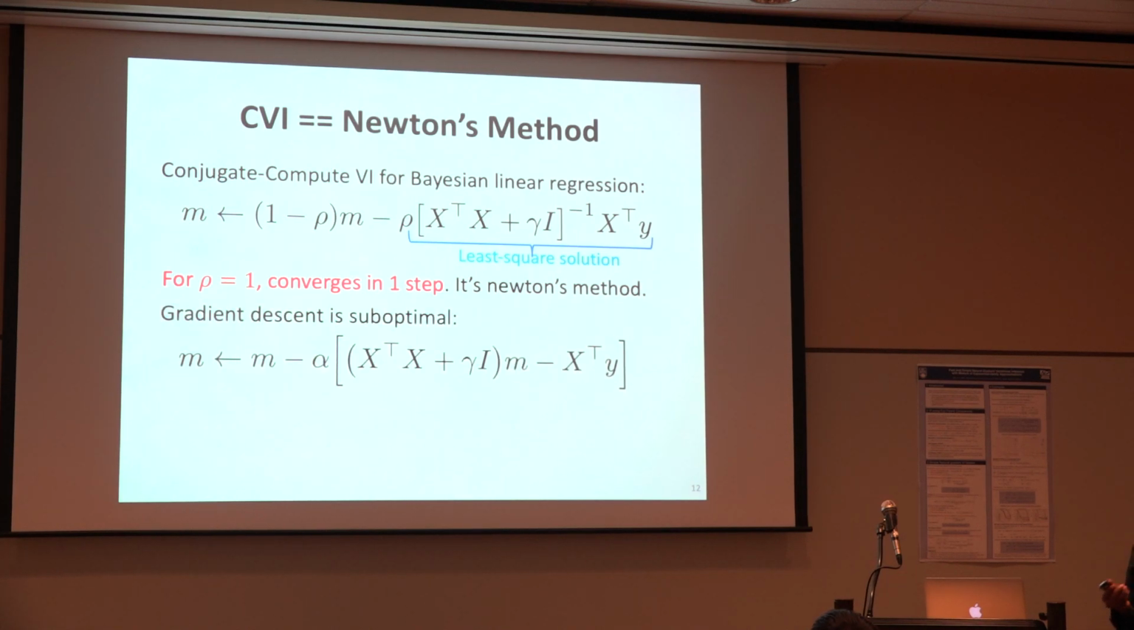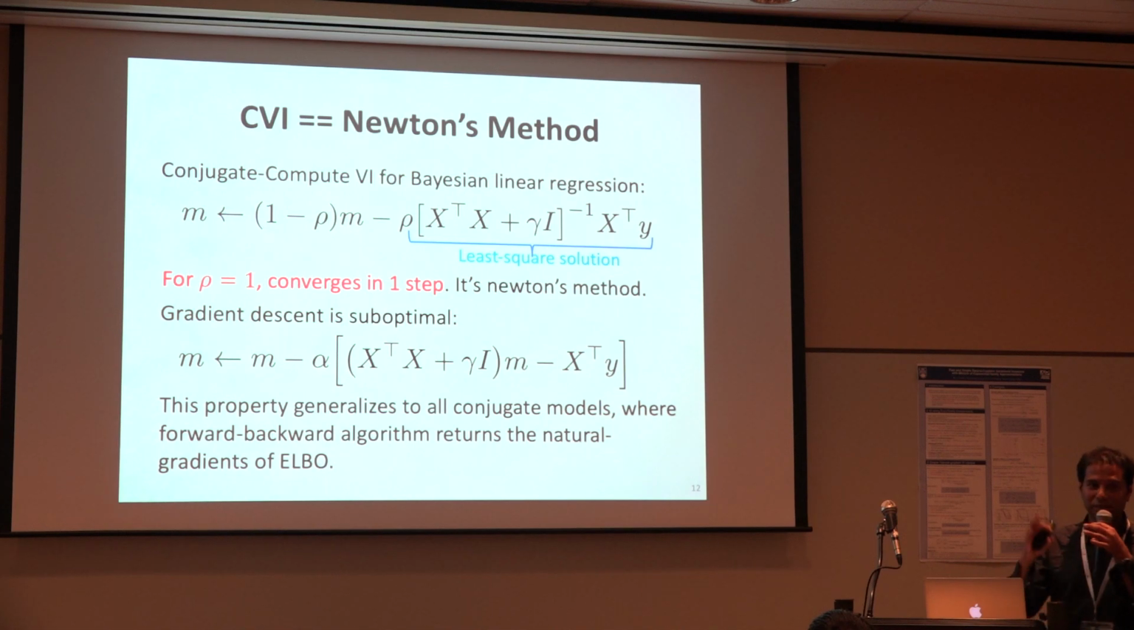But if you did gradient descent, it's going to take many iterations. This is quadratic. It'll take many iterations to converge. Right? So this is a really, really nice property: natural gradient is giving you the optimal algorithm that you need, but gradient descent is not. And this property generalizes to all conjugate models because the ELBO is linear in the expectation parameter. Okay, you can just take the gradient and you'll essentially get the forward-backward algorithm by using natural gradient descent. Okay? So basically the result is that the natural gradient of the ELBO can be computed by using the forward-backward algorithm on the conjugate model. Okay?